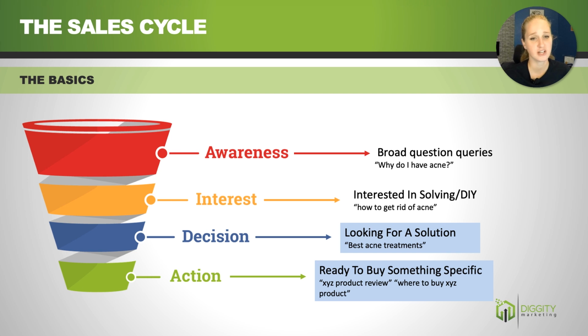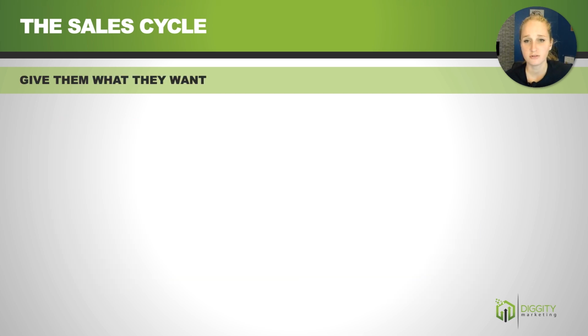Now these next 2 sections, I'm going to lump together: people who are either looking for a solution or know the solution that they want. So people who are ready to make a decision but don't quite know what product they want to buy, that's going to be your buyer's guides type of people who are looking for stuff like "best acne treatments." Even further along is going to be people looking for reviews of a specific product or where to buy a specific product.